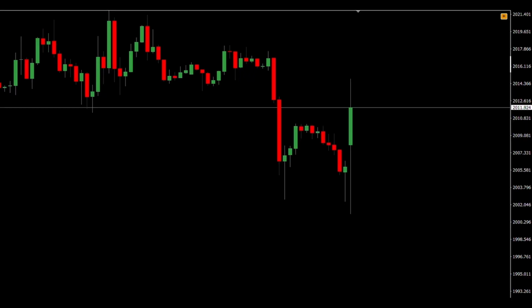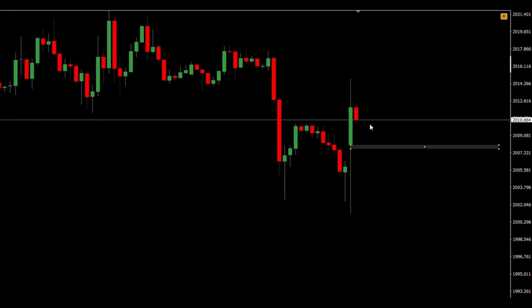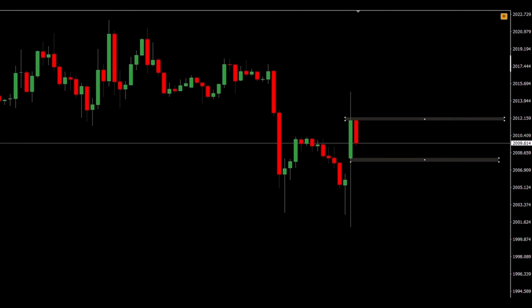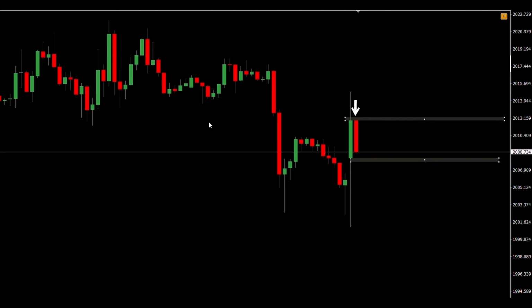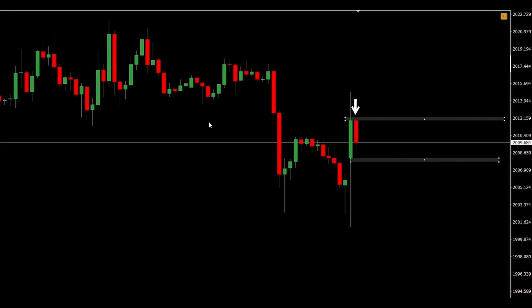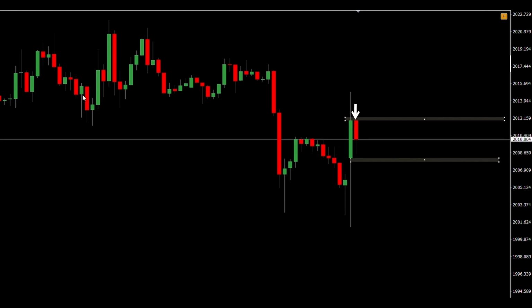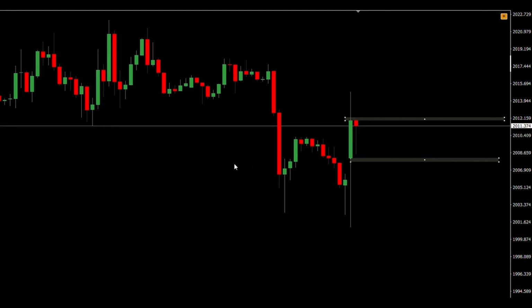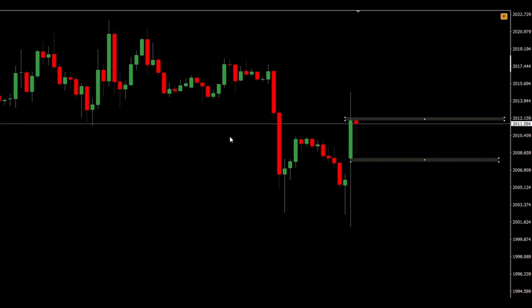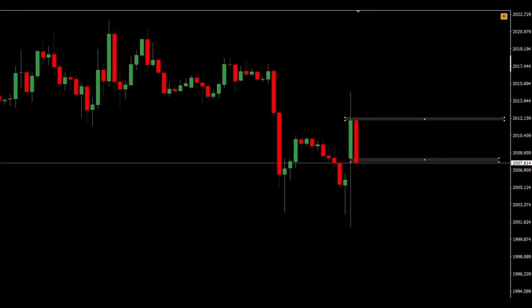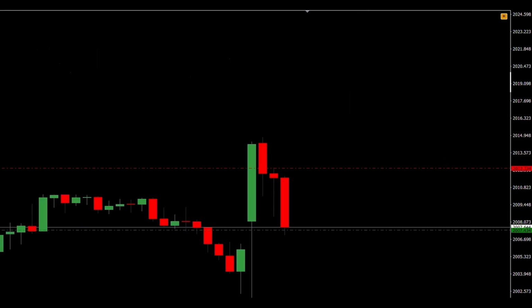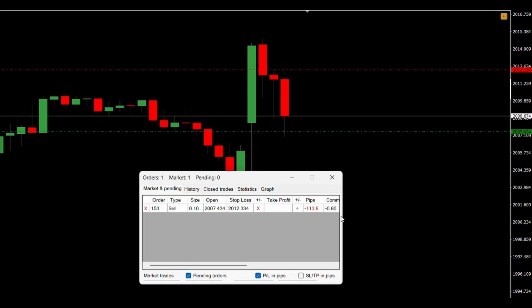This is our support zone. Let's draw support. And this is our resistance zone. If this candle breaks this support, I will take a sell. Or if it breaks this resistance, I will take a buy. Let's see what will happen. See, it breaks support. As per our plan, I take a sell entry here. Then let's move to the lower time frame.